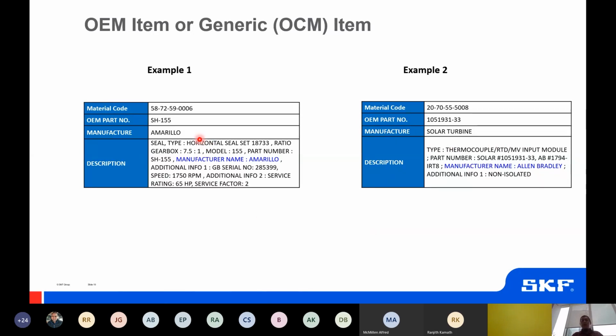You may go to SKF to buy this seal and then go to Allen Bradley to buy this thermocouple, or your organization policy is to stick with the OEM. But we provide you the possibility that this is something you might consider buying from the original component manufacturer, which will save you some dollars if you do that.